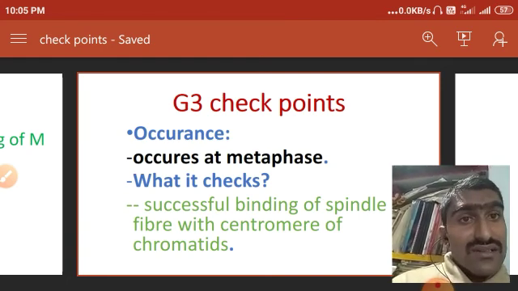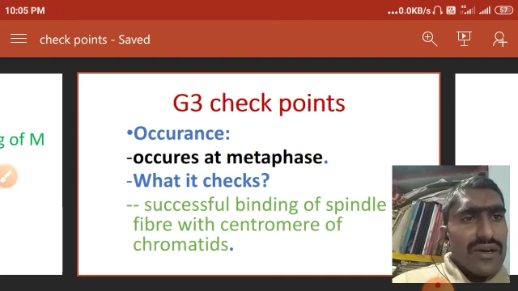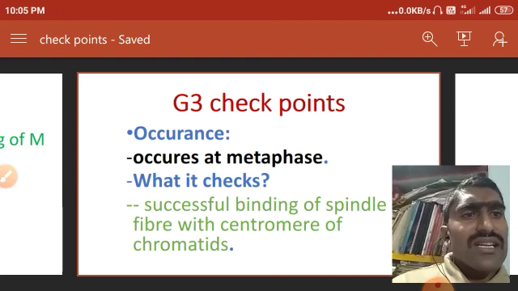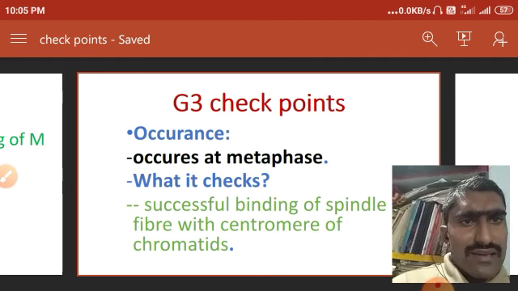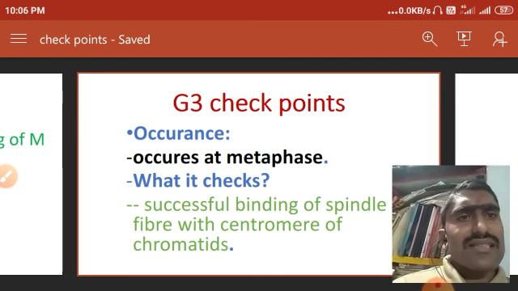Its role is to check whether the spindle fibers are properly attached to the centromere or not. If spindle fibers are properly attached, then and only then will it allow entry into the next phase, otherwise cell division will be blocked there. This is what the checkpoints of the cell cycle are.